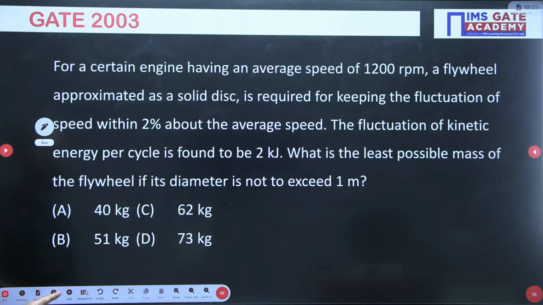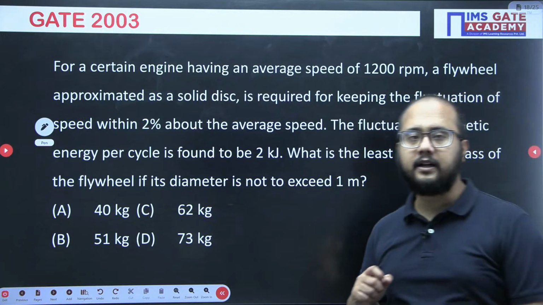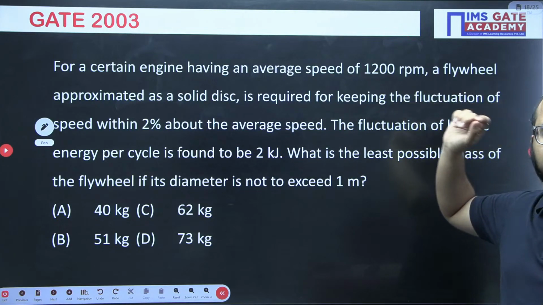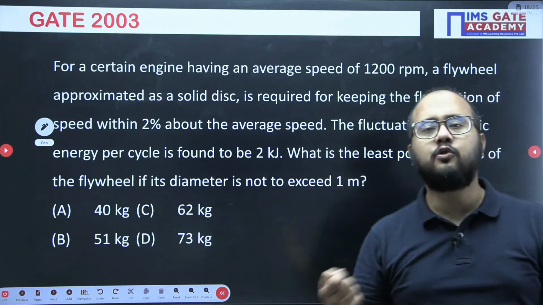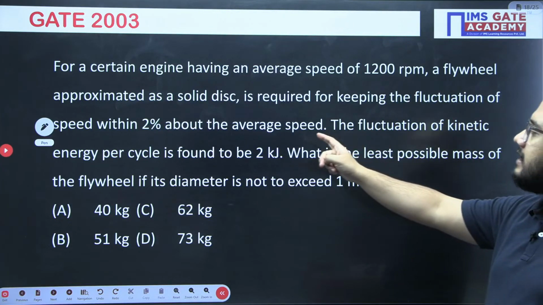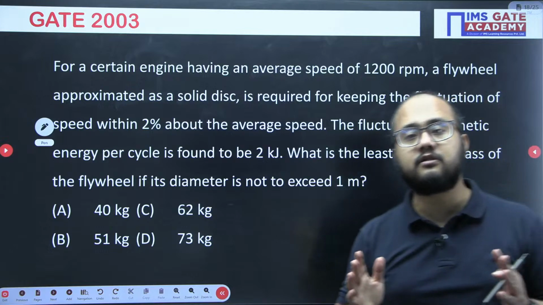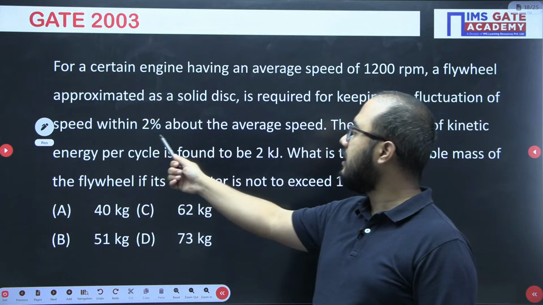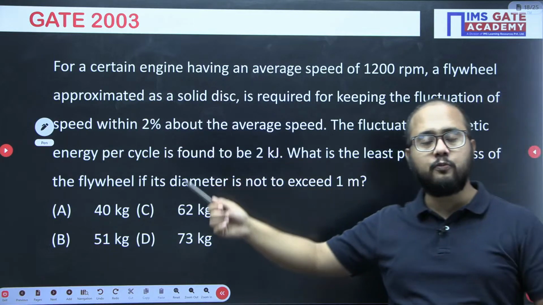Now moving to the next problem. Here they have asked something different. Focus on the question. A certain engine having an average speed of 1200 rpm. N average in terms of rpm they have provided, no issue, because if I have to calculate omega, I can use the formula 2 pi n by 60 directly. A flywheel approximated as a solid disc, they have mentioned in the question itself that we are considering the flywheel as a solid disc, is required for keeping the fluctuation of speed within 2% about the average speed.